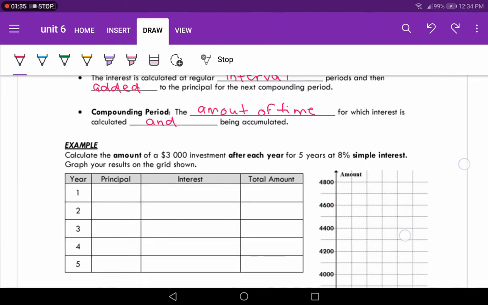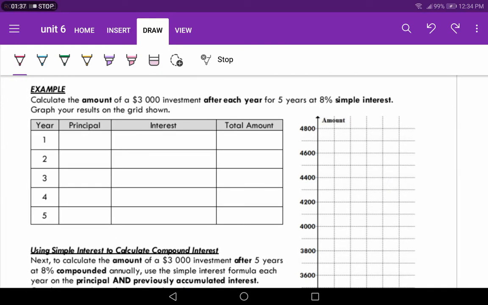So this first example says calculate the amount of a $3,000 investment after each year for 5 years at 8% simple interest. So this is simple interest. So this is what we learned in our last note. So again, we're taking information from the question. So we invested $3,000 for 5 years at 8% simple interest.